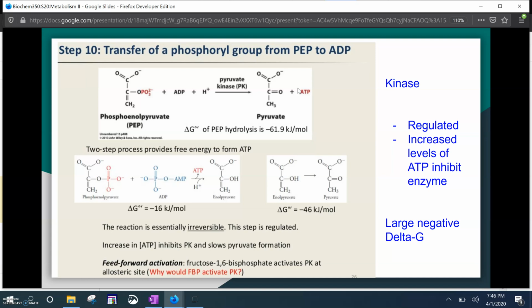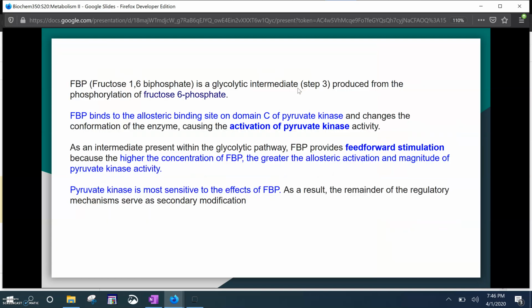So this step is a regulation step. It's a place where the cell can decide if it needs the ATP, it'll go forward, and if it doesn't, ATP acts as an inhibitor. Another regulator is fructose 1,6-bisphosphate. It activates pyruvate kinase at an allosteric site. So I want you to go back and think about why that might be. And when I put up the slides for you to look at, you will see that I have the answer to that, but we're not going to do it now. I want you to think about it a little bit.